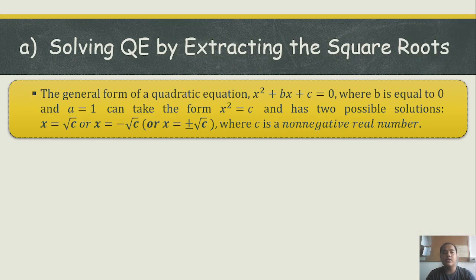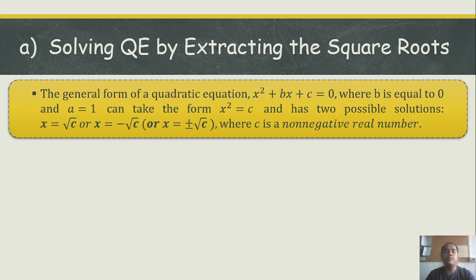So, solving by extracting the square roots: the general form of a quadratic equation, ax squared plus bx plus c is equal to 0, where b is equal to 0 and a is equal to 1, can take the form of x squared is equal to c. Right? Our general form is ax squared plus bx plus c equals 0. B becomes 0, so b times x, or 0 times x, becomes 0, and the linear term disappears. Then a is equal to 1, so 1 times x squared, the remaining term will be x squared. Then we transpose c, so we get the form x squared is equal to c.